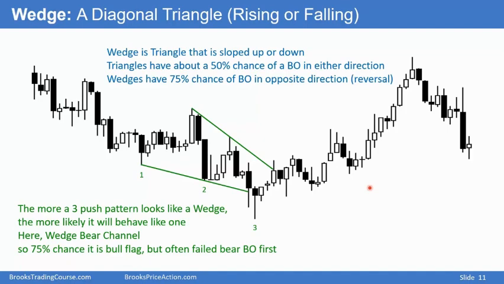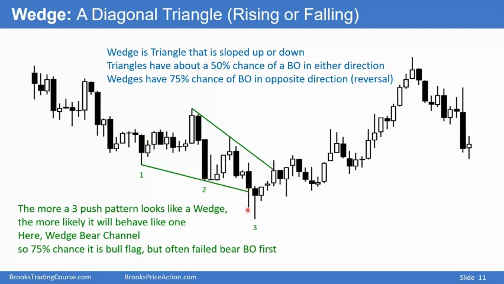Here we have a wedge bear channel, 75% chance there'll be a bull breakout, and therefore bear channel, bull flag. It behaves like a bull flag. Odds are you'll get a bull breakout. There's often a bear breakout first. At least 50% of the time when you have some kind of a wedge, you'll get an attempt by the trend to continue. We have a reversal up, I draw a line.